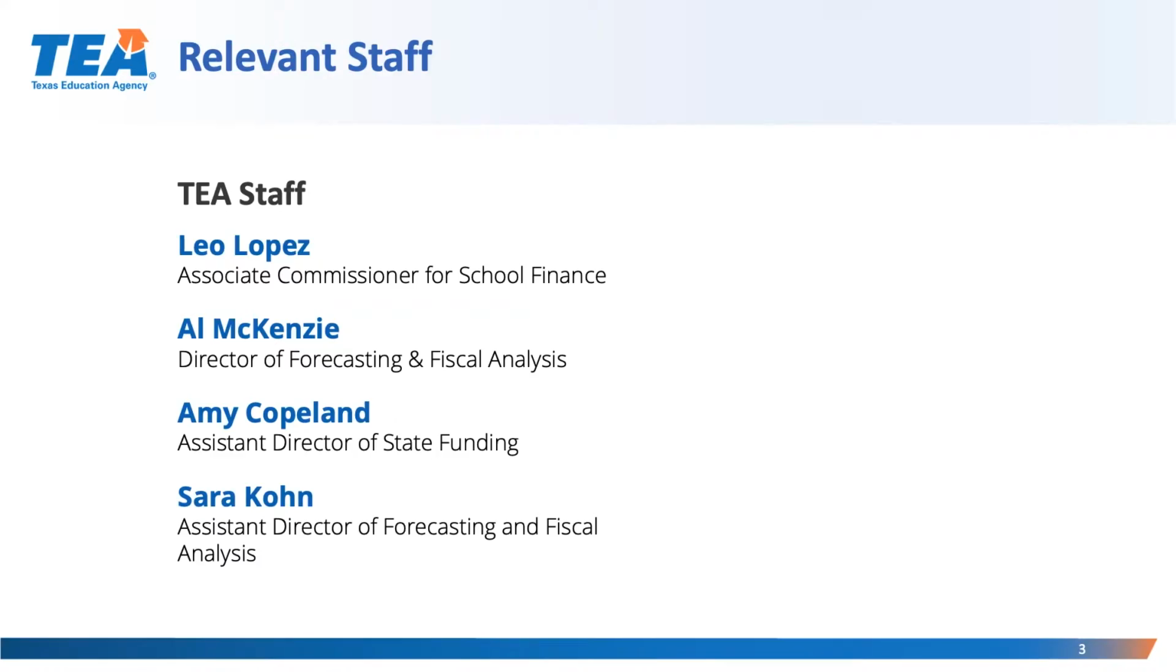These are the relevant staff at TEA who can assist you with any questions you have regarding current year values and the fast growth allotment. There are Leo Lopez, Associate Commissioner for School Finance, Al McKenzie, Director of Forecasting and Fiscal Analysis, Amy Copeland, Assistant Director of State Funding, and Sarah Kahn, Assistant Director of Forecasting and Fiscal Analysis.